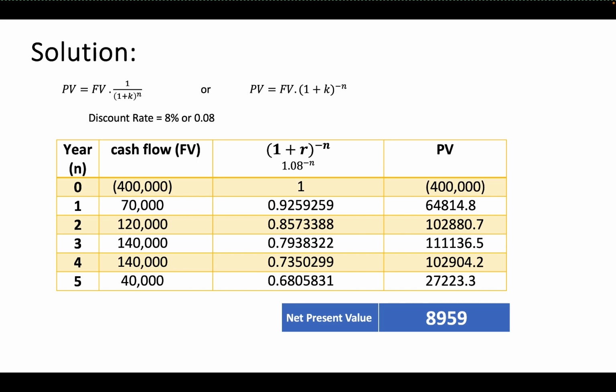And remember the second part of the question was we should make a decision whether to accept or reject the project. So given that the net present value is positive, we are going to accept the project. If this value was negative, then we would not accept the project.